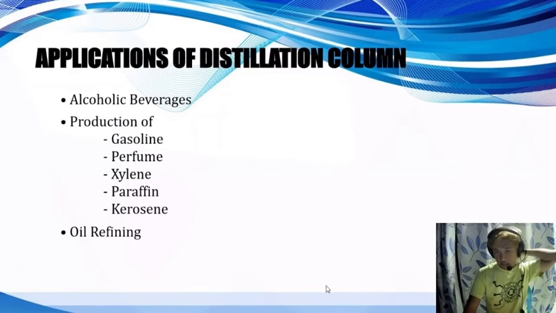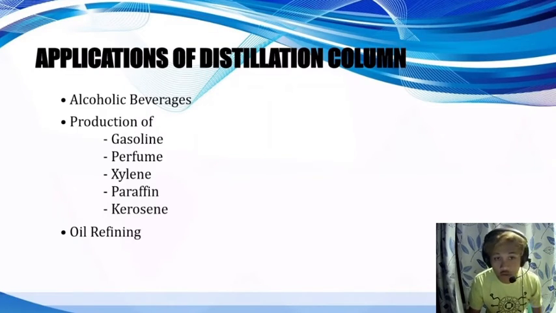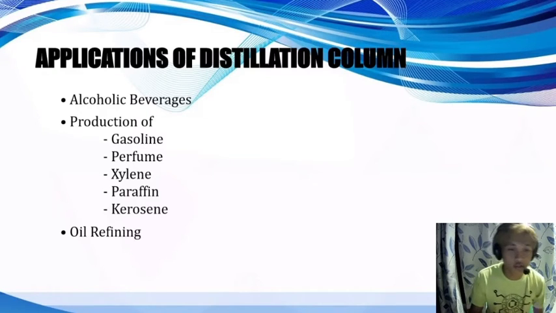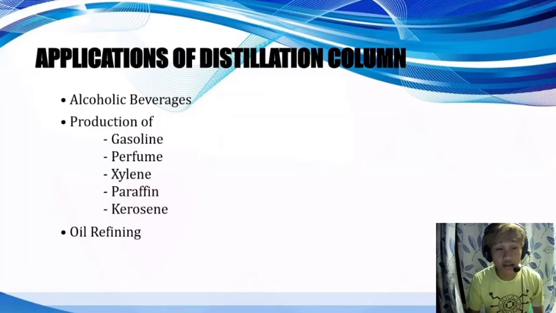So, the applications of distillation columns. Distillation columns can be used to manufacture alcoholic beverages, and for the production of gasoline, perfume, xylene, paraffin, kerosene, and, most important of all and most commonly, oil refining. Distillation is used to separate liquids from non-volatile liquids, as in the separation of alcoholic liquors from fermented materials, or in the separation of two or more liquids having different boiling points.